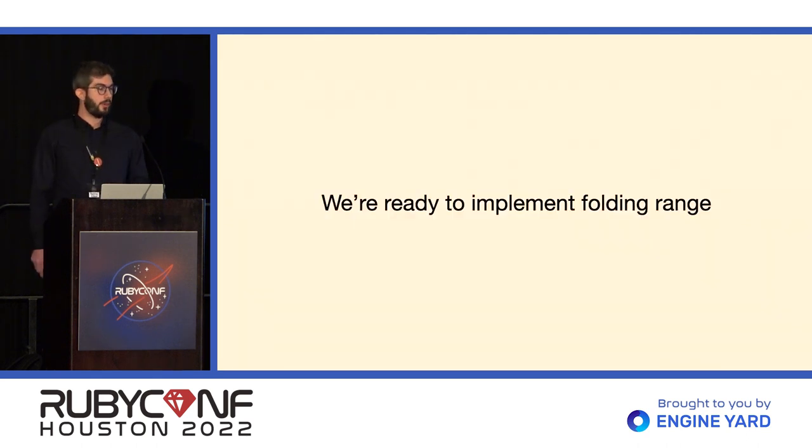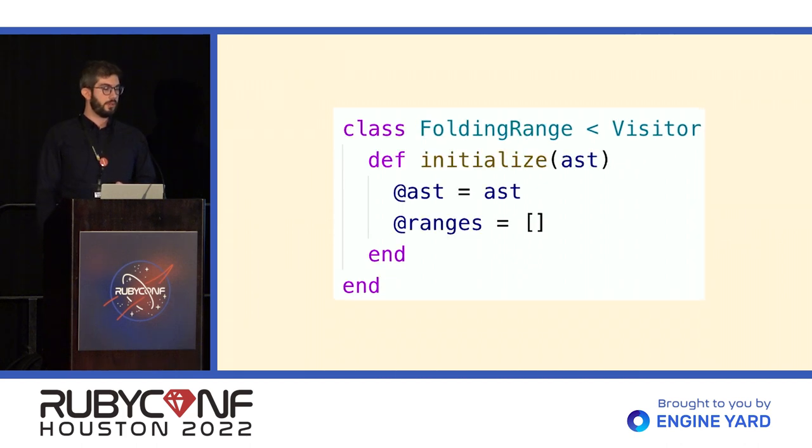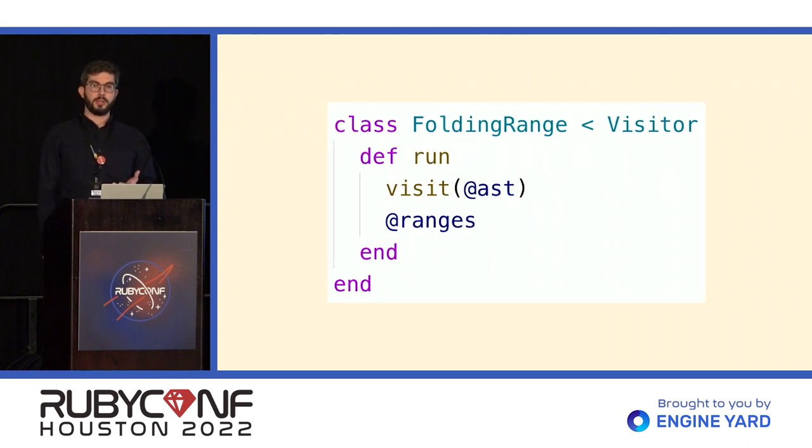And with the visitor, we are ready to implement folding range. To do it, we're going to be subclassing the visitor so that we get all of that visiting behavior from the parent. And we're going to initialize it with the AST for the current file, and a list of ranges where we're going to be accumulating our results. So we're going to be going through the Ruby structures and accumulating information in that array. Running the request means visiting the AST, so going through everything that is defined in the Ruby file, and then returning the list of ranges that we found along the way.